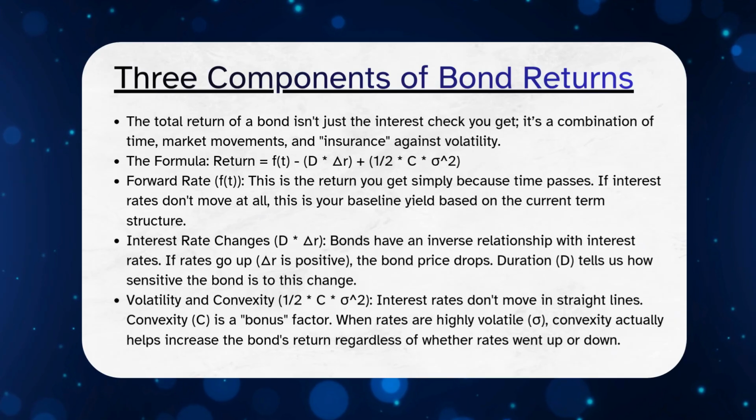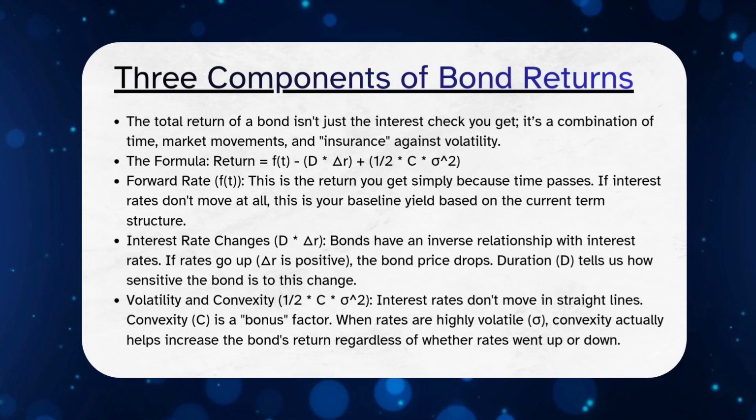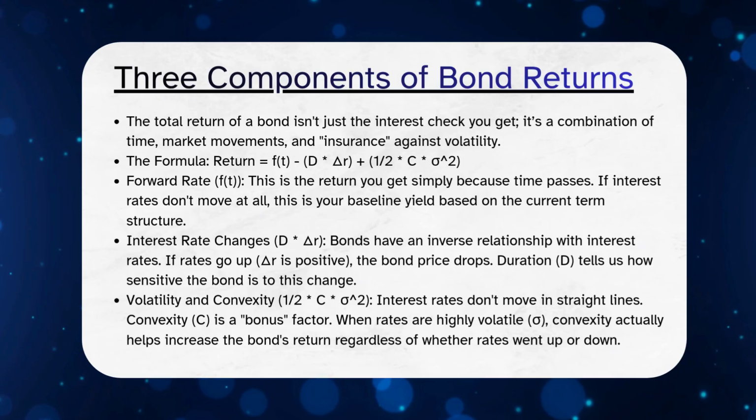Next, we account for the impact of interest rate changes. Because bond prices move inversely to rates, we subtract the product of duration and the change in rates, minus D times delta r. If rates go up, your return goes down.